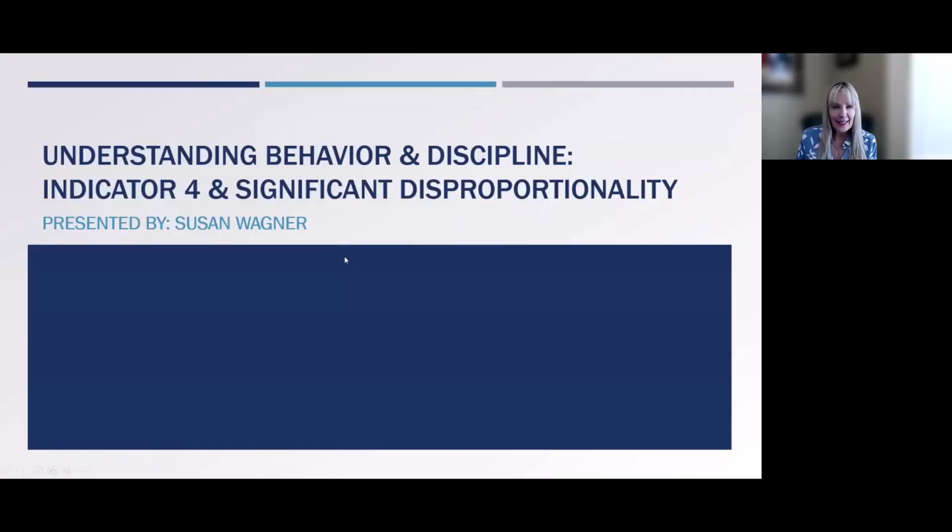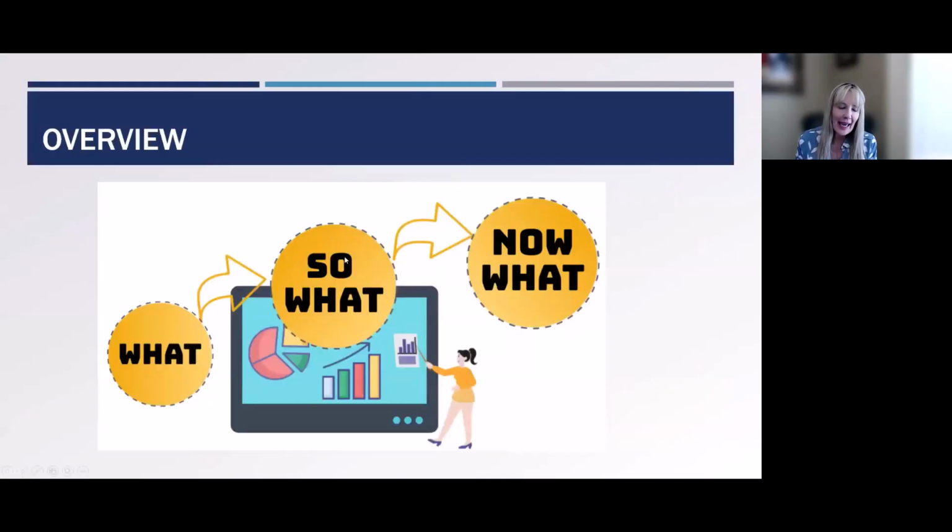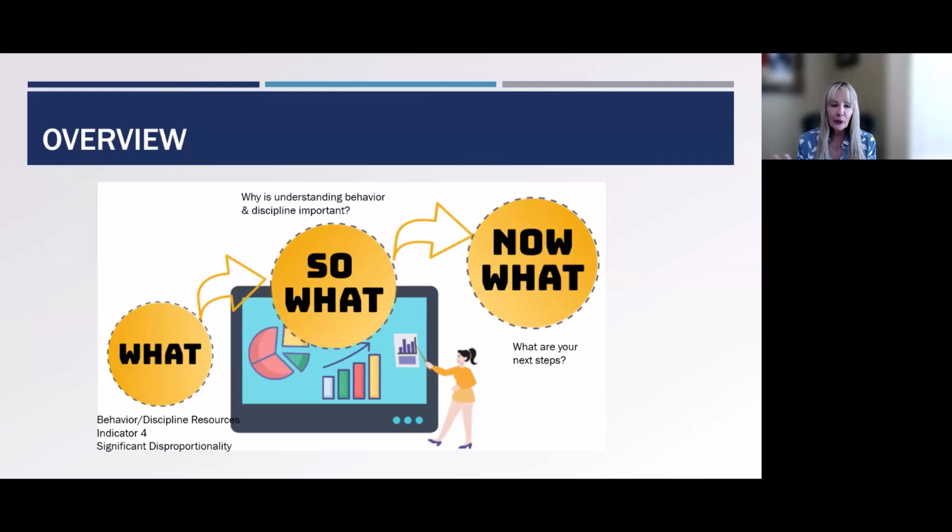Hello, everybody. Let's get started. As Steve indicated, my framework for my presentation is what, so what, and now what. I have 3 whats. I'm going to go over behavior, discipline resources, indicator 4, and significant disproportionality.